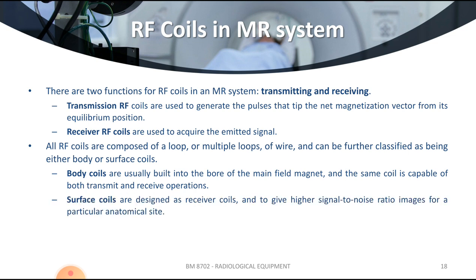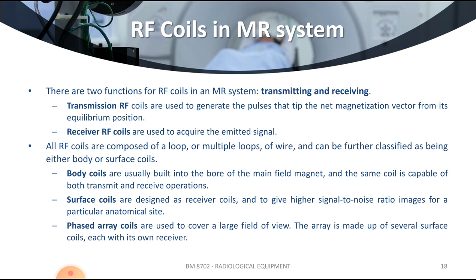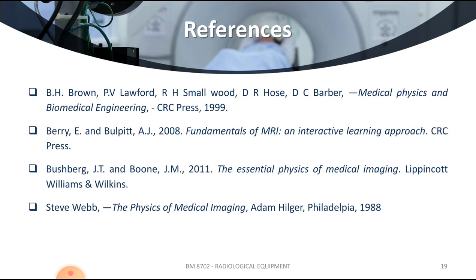Second one is surface coil, which is mainly used for receiving, and it gives high signal to noise ratio for images for a particular anatomical site. So when we are just focusing on brain, or when you are just imaging any other particular organ, at that time we will activate the surface coils. Another one is phased array coil, which is used to cover a larger field of view. So this array is made up of several coils, each with its own receiver. So these are the different types of RF coils in an MR system.